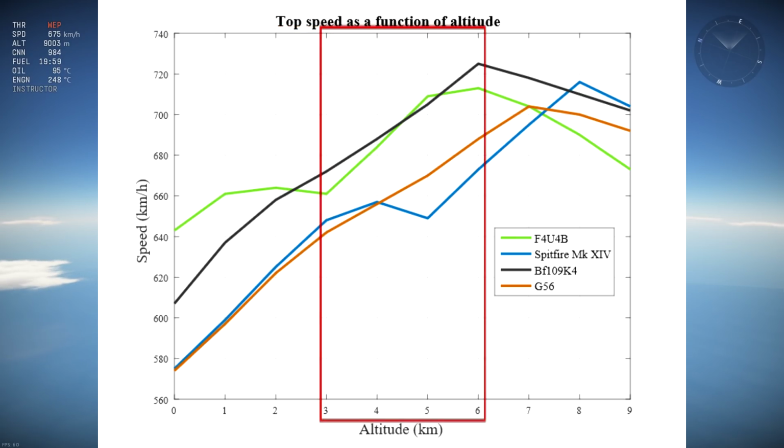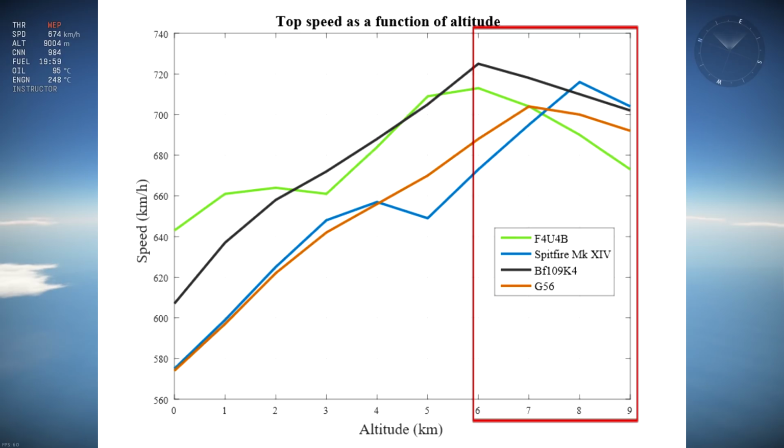Between 3 and 6 kilometers, the K4 takes the lead, followed by the F4U-4B, the G56, and then the Spitfire. At high altitude, the K4 is the fastest, although the Spitfire passes it at 8 kilometers, followed by the G56, and then the F4U-4B. The F4U-4B lags behind the other fighters at high altitude.